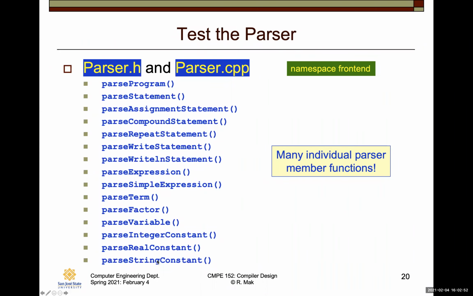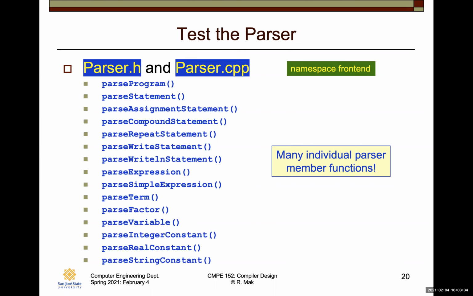So the parser is made up of a number of these parsing functions, one per language element. You see the various statements and the various parts of expression and so forth. And they call each other, of course. Parse statement will call parse assignment statement, and parse assignment statement will have to call parse variable, and it will also call parse expression and so forth. So many individual member functions.